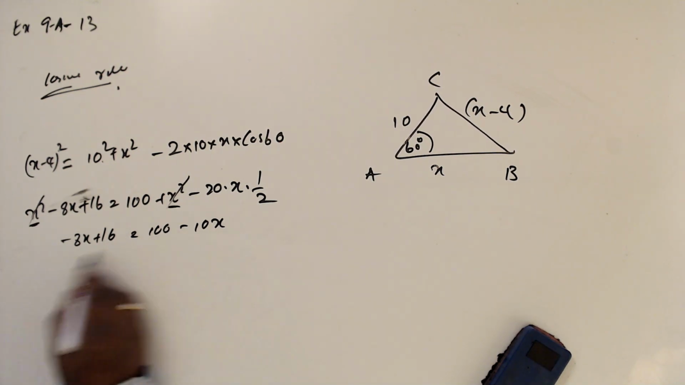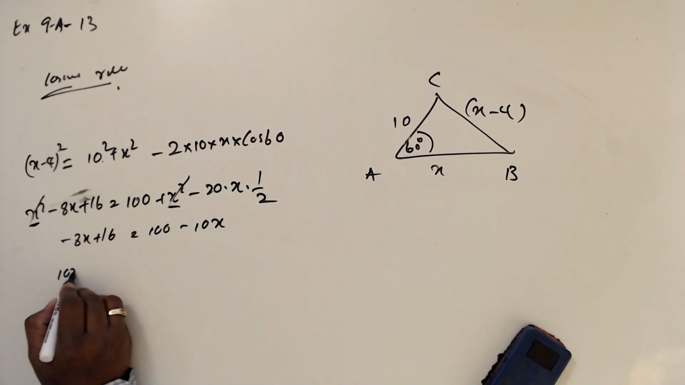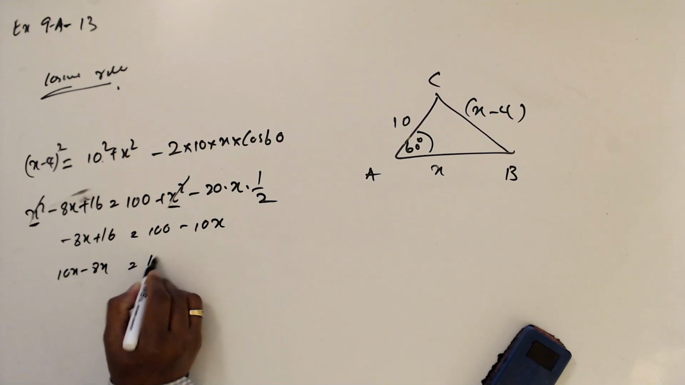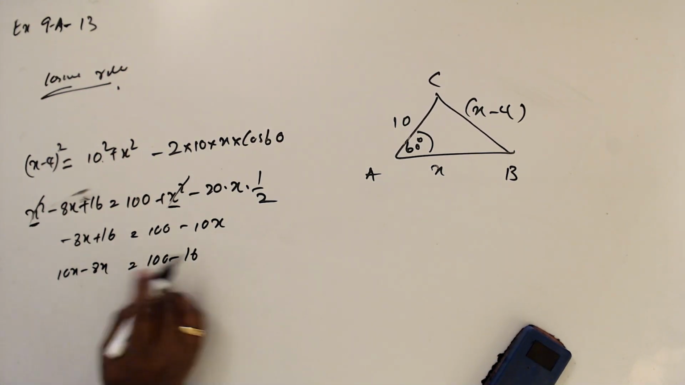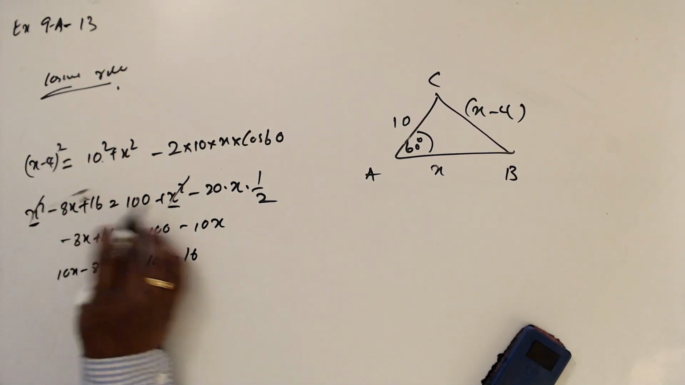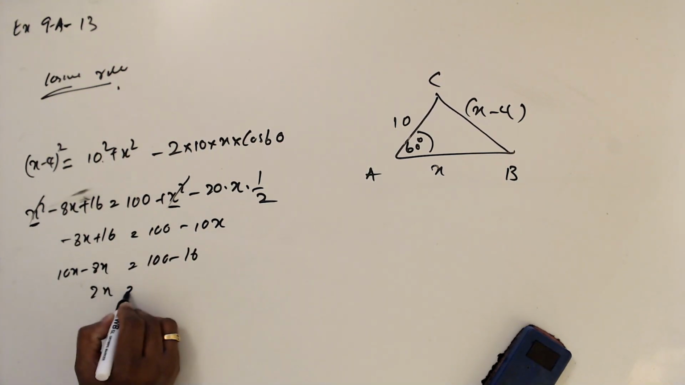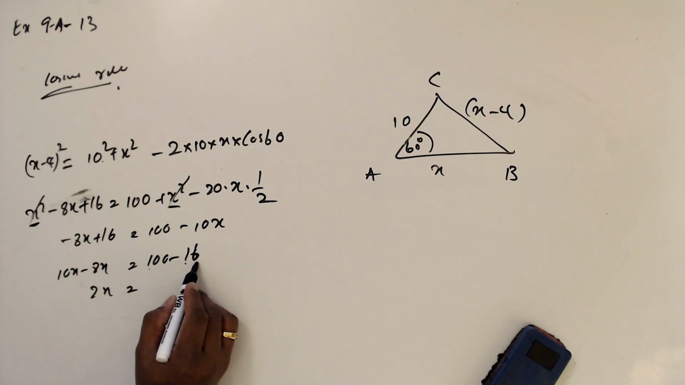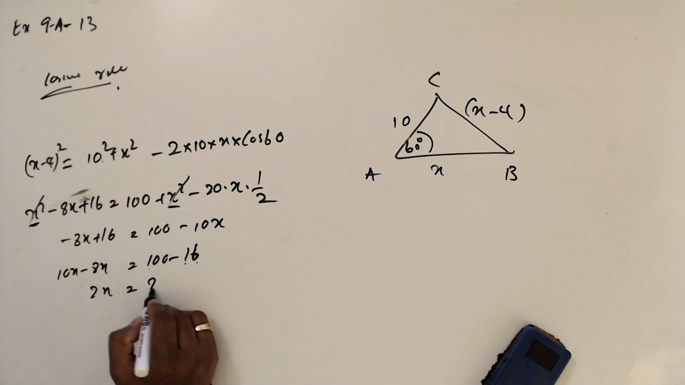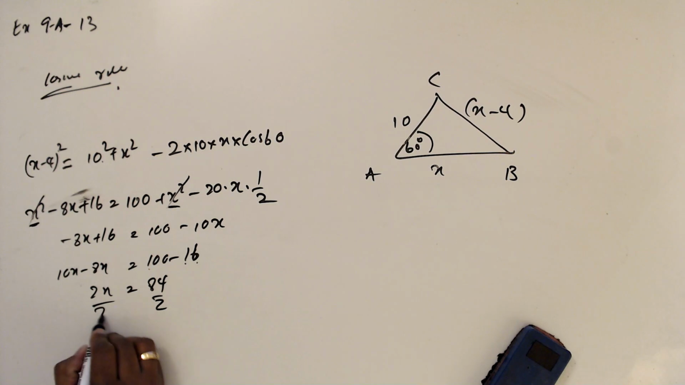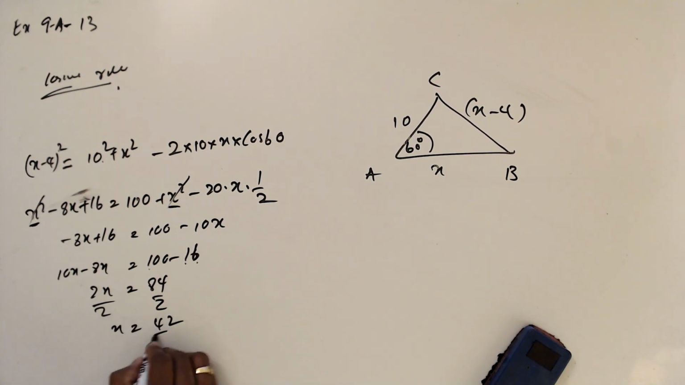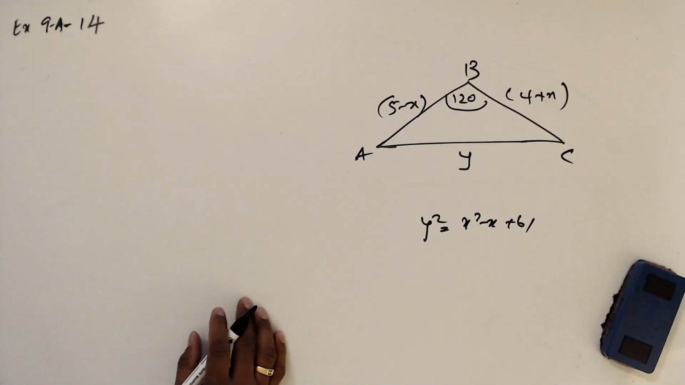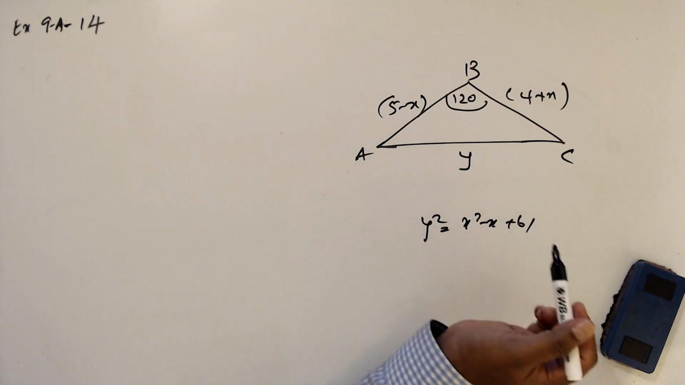So I'll bring this one here: 10x minus 8x equals 100 minus 16. 10x to here, 16 to the other side. So 2x equals 100 minus 16, which is 84. Divided by 2, x equals 42 centimeters.